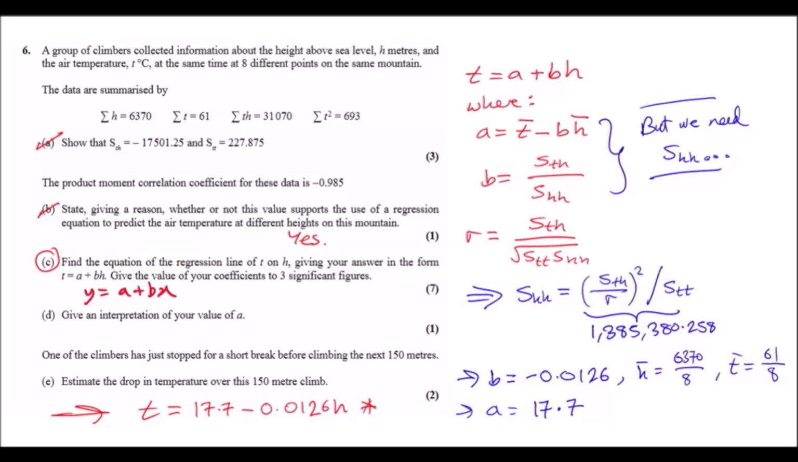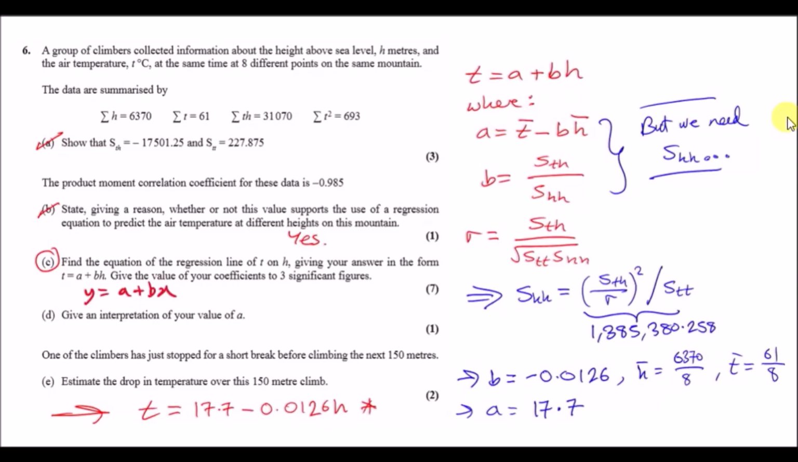All right, part C. Find the equation of the regression line of t on h, giving your answer in the form t equals a plus bh. And here we have to get the value of your coefficients with 3 significant figures. Now these coefficients are your a and b, so that's what we need to find. And this is easy. To find the value of a, you just have to rearrange this regression line to make a the subject, and then flip this a and h with bars.